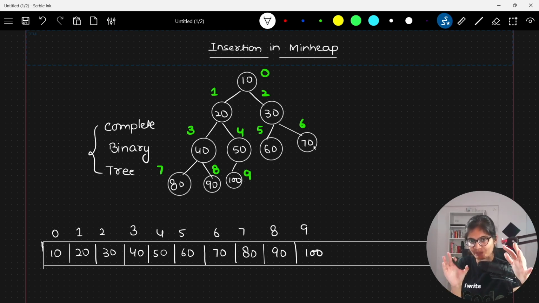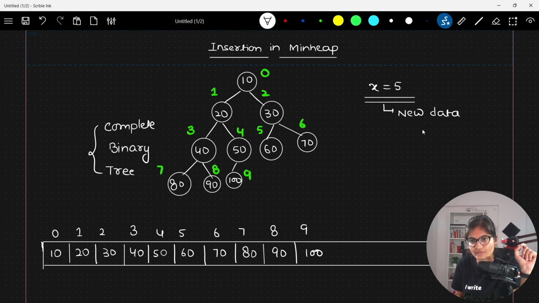So whatever relationship or property I have talked about in a Minheap is there in this, right? Very important thing. Now, the next important point is that suppose a new data element is coming into the picture, having the value 5. This is the new data element that I want to insert inside this particular tree.